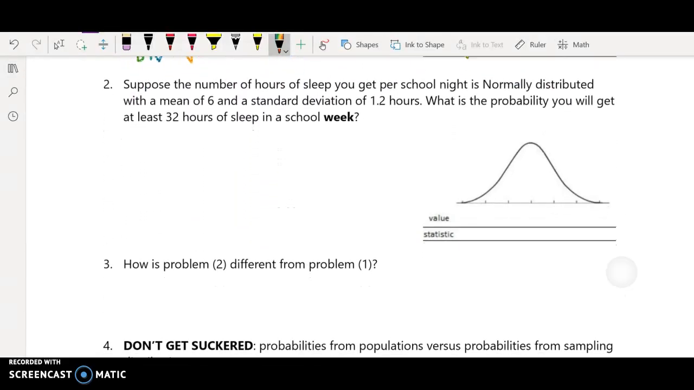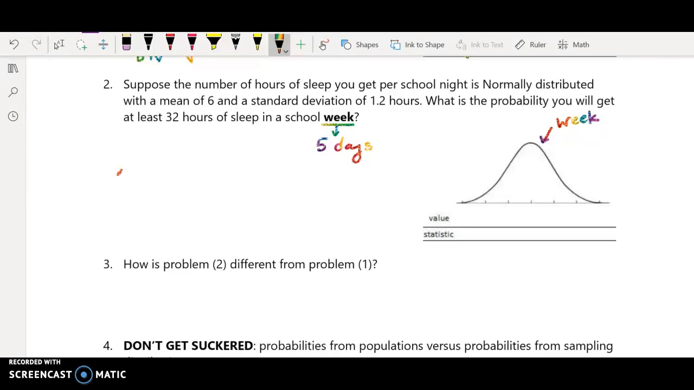All right, let's take a look at this one. Suppose the number of hours of sleep you get per school night is normally distributed with a mean of 6 and a standard deviation of 1.2. What's the probability you will get at least 32 hours of sleep in a school week? So Sunday night, Monday night, and so on, and this distribution is going to be for the week.